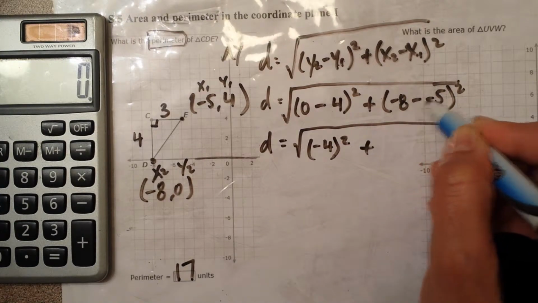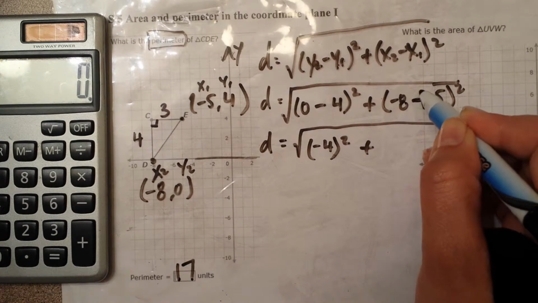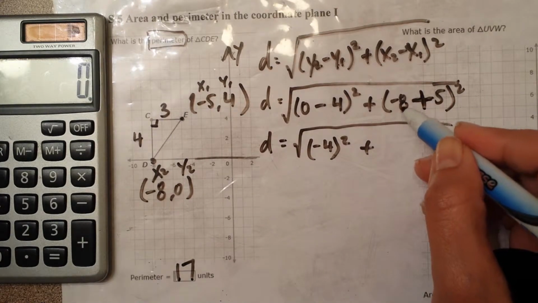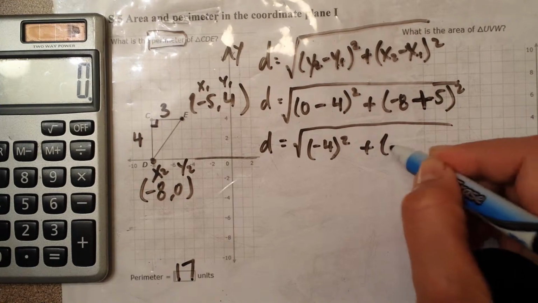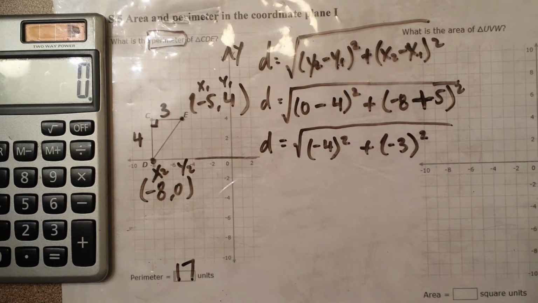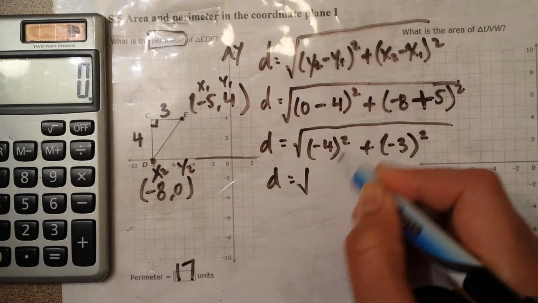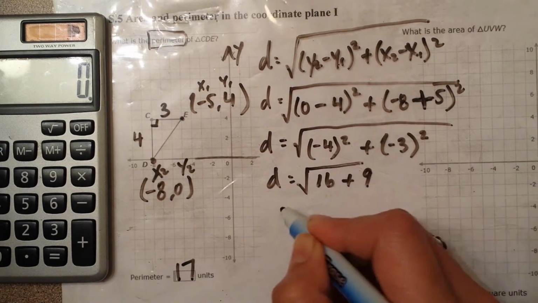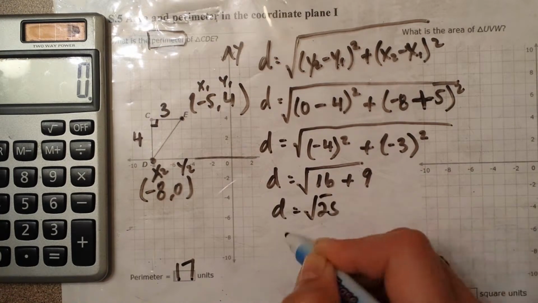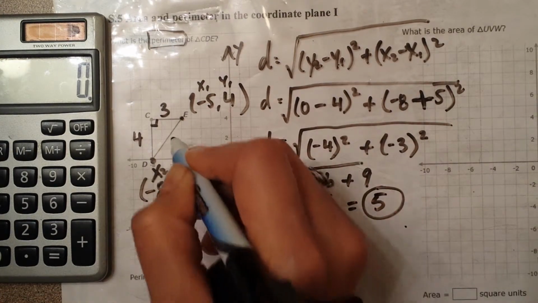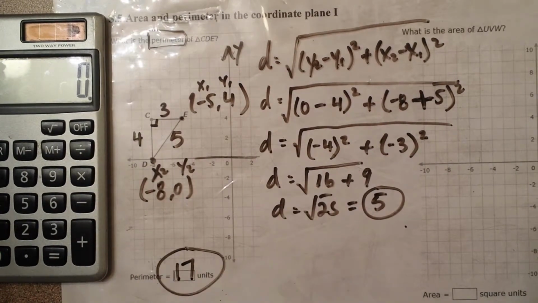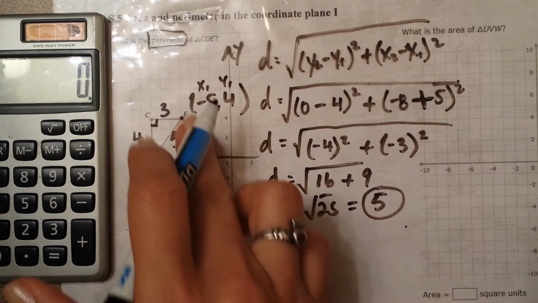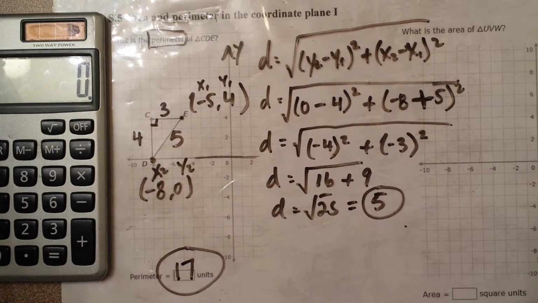Squared plus. All right, these two negatives are going to become a positive because a negative and a negative give you a positive. -8 plus 5 is going to give you -3 squared. D is equal to the square root of 4 squared is 16 plus 3 squared, -3 squared, is 9. So D is equal to the square root of 25, which is equal to 5. Again, you get the same answer, 5. Add them all together, you get 17. So there are a couple of ways that you could do it. I prefer you do it using the Pythagorean theorem because it's faster. But if all else fails, you could always go to the distance formula.